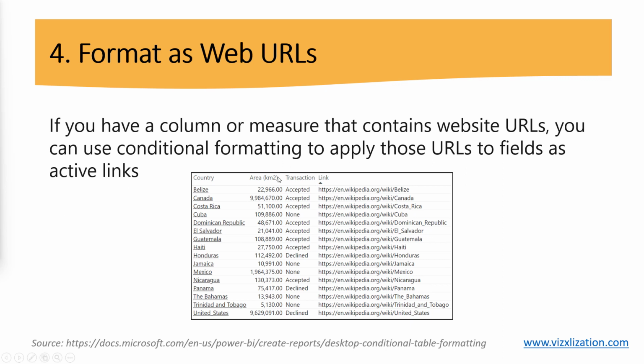As you can see right here, we have a table here, 4 different columns: country, area, transaction, and link. So what's happening here is that country, the name of the country is actually an active link. So if you click right there on the list, for example, it takes you automatically to this link right here, to the web. Okay, so we have an example about that as well. So this is very, very helpful. Okay, so now guys, let's move on to the next and final point.